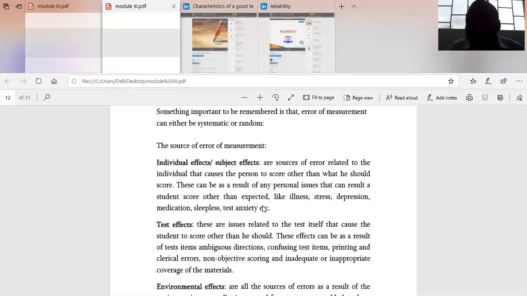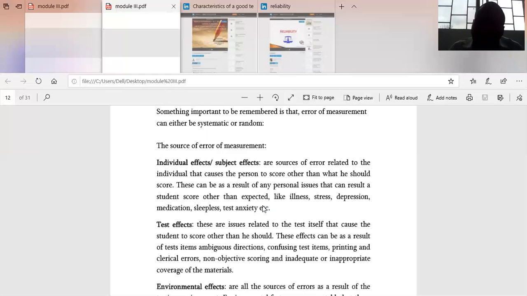So the instruction sometimes could be clear, sometimes could not be clear, and then cause that test effect, cause either poor performance, cause what you call variance error, meaning that it may come up with a different result performance because of the instruction.